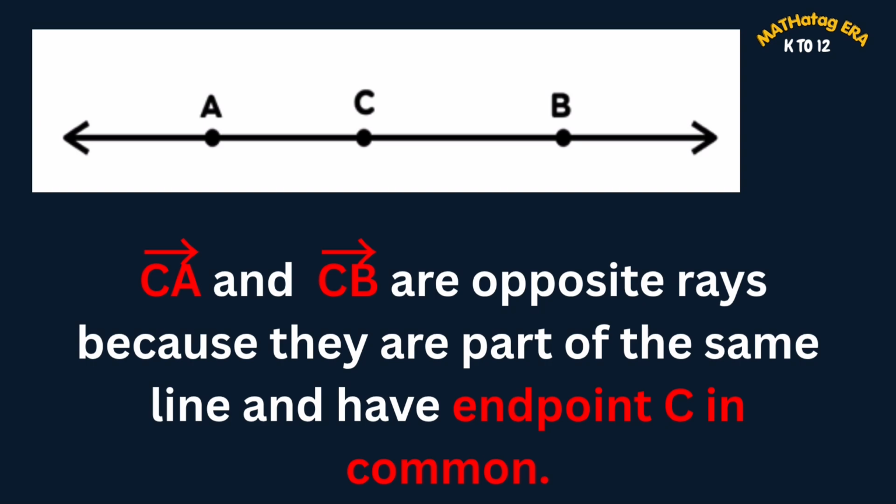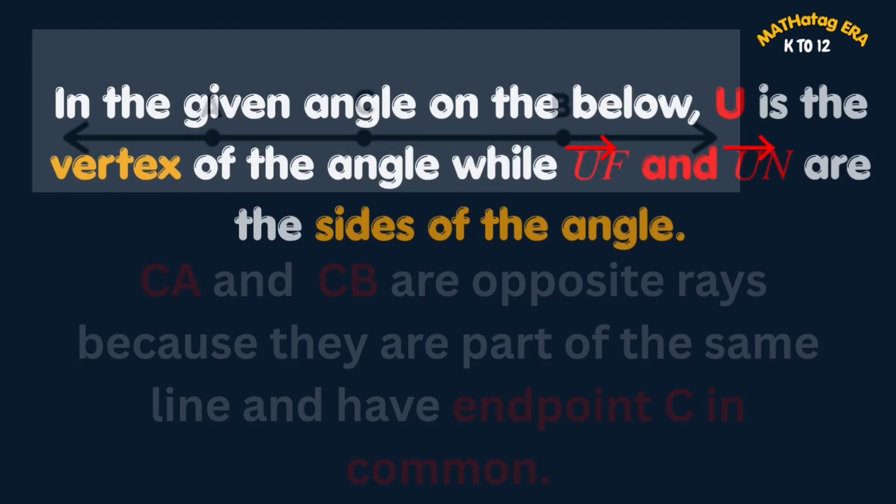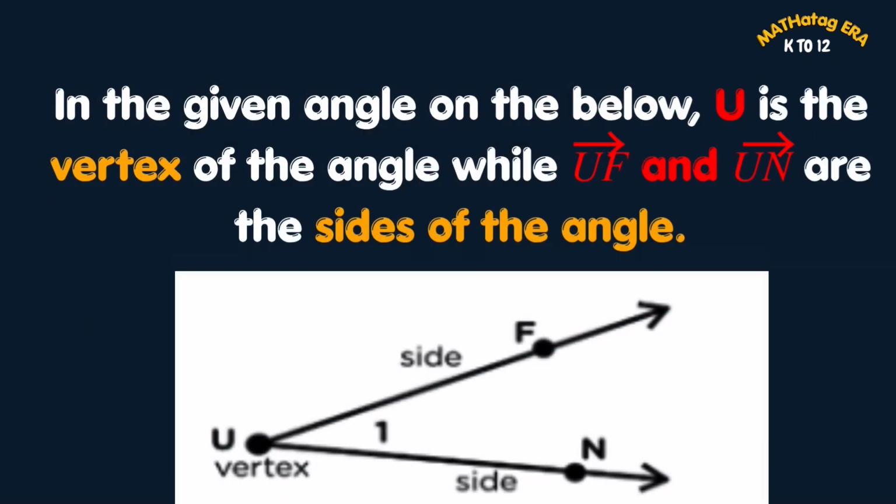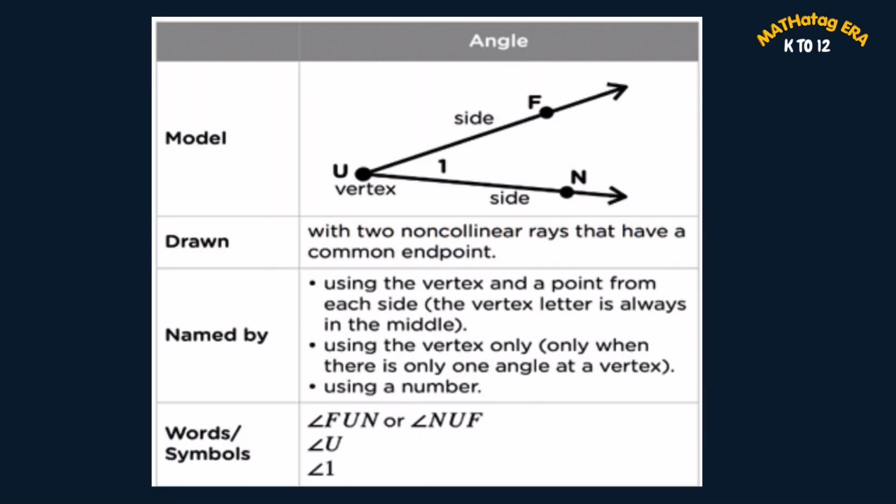Now, what happens kung ang dalawang ray have a common endpoint but are not on the same line? They form an angle. An angle is formed by two rays that share a common endpoint. The common endpoint is called the vertex. The two rays forming the angle are called the sides of the angle. Remember, pag common endpoint, that is what you call the vertex, and yung rays naman ay the sides of the angle. Let's examine this figure.